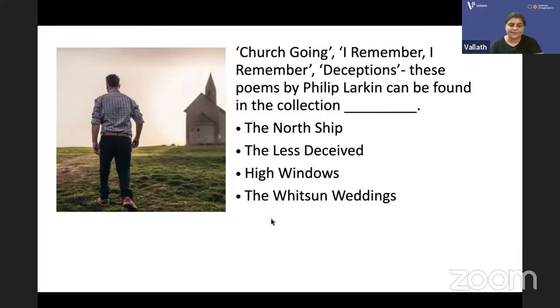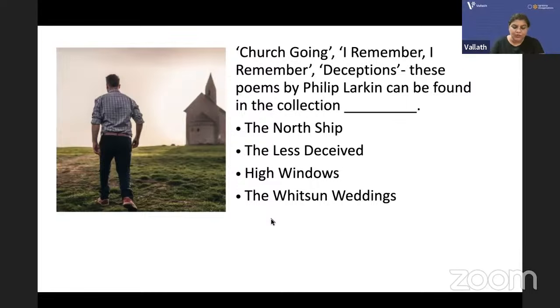Ankita, your choice. So I will guess wildly, and I think it's The Less Deceived. The title is based on Ophelia. Othello? Hamlet. Othello? Hamlet, yeah, Hamlet. Ophelia, I think, yeah.